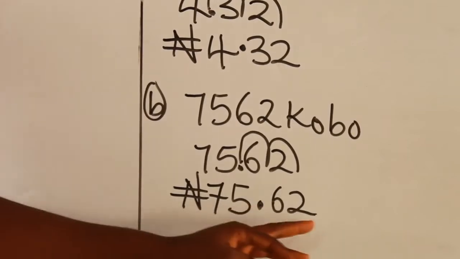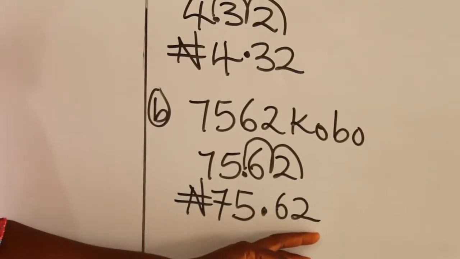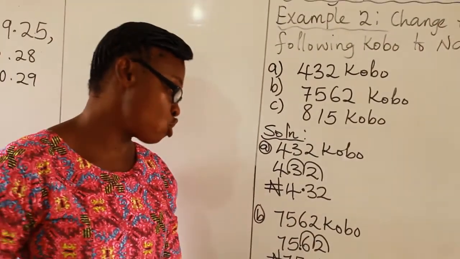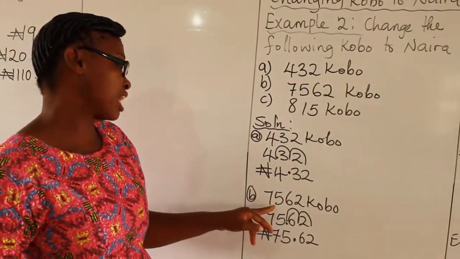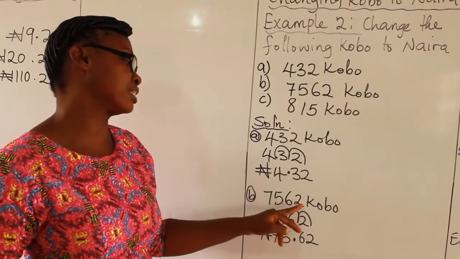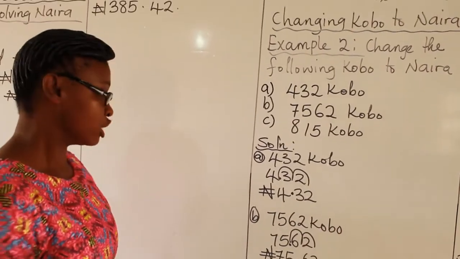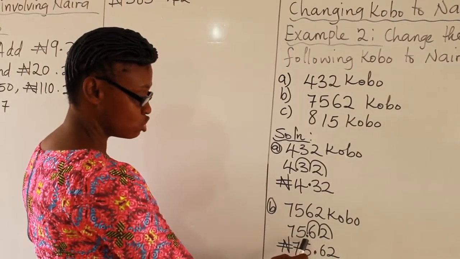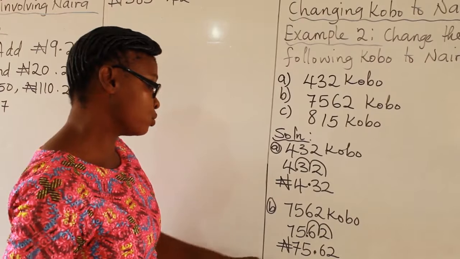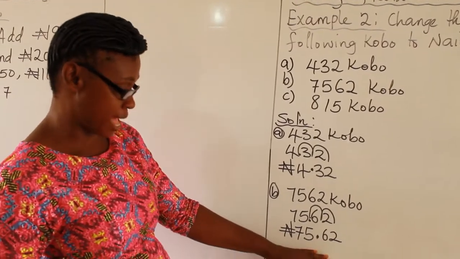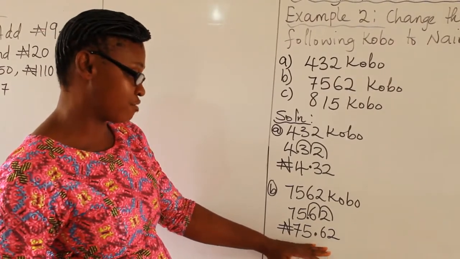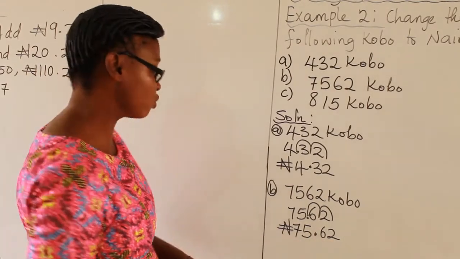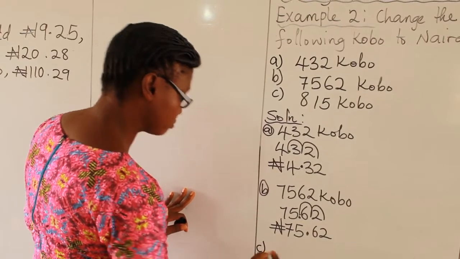75 naira 62 kobo. 75 naira 62 kobo. Here we had 7,562 kobo. So when you count 2 decimal places from the back, 1, 2, you fix your point. We will now call or read the number as 75 naira 62 kobo. I hope you are following me. Let's take the last one.